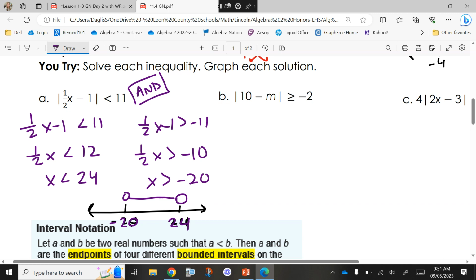How come these are open circles and not closed circles? We're missing the equal to, so we're missing the fill-in. It's not there. Are open circles always going to be and? Nope.